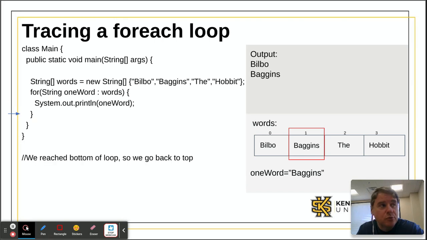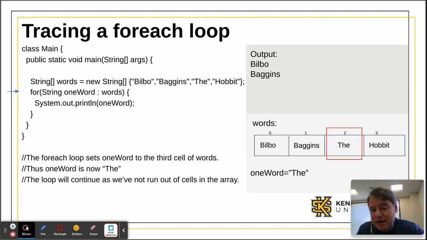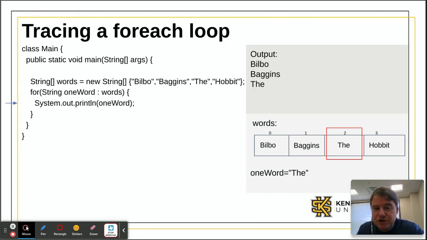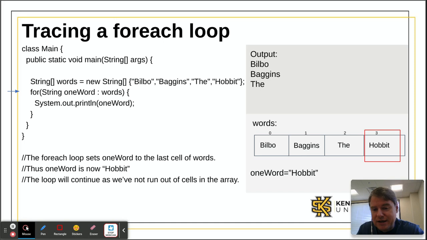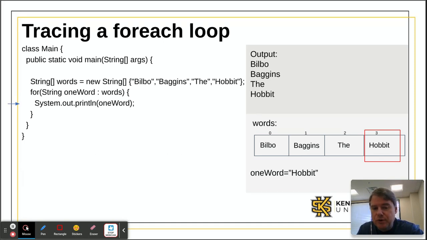We're going to reach the bottom of the loop, which is going to send us back up to the top of the loop. And when we get to the top of the loop, it's automatically going to move over to the next cell, pull the value into oneword, and go back through the loop again. So on the third iteration of the loop, it prints out the, hits the bottom of the loop, back up to the top, automatically pulls Hobbit into oneword, and then we go back into the loop again, we print out Hobbit.